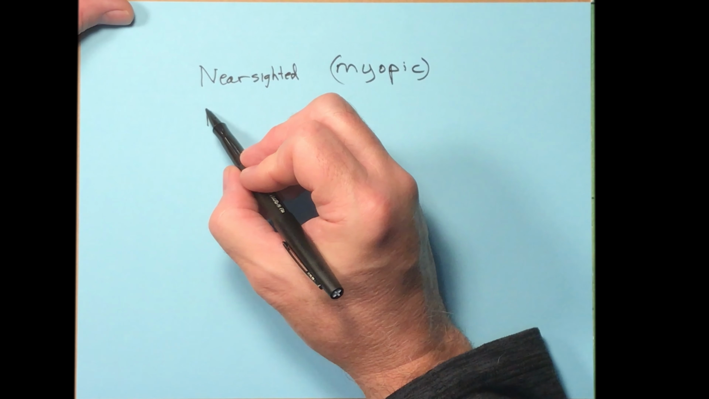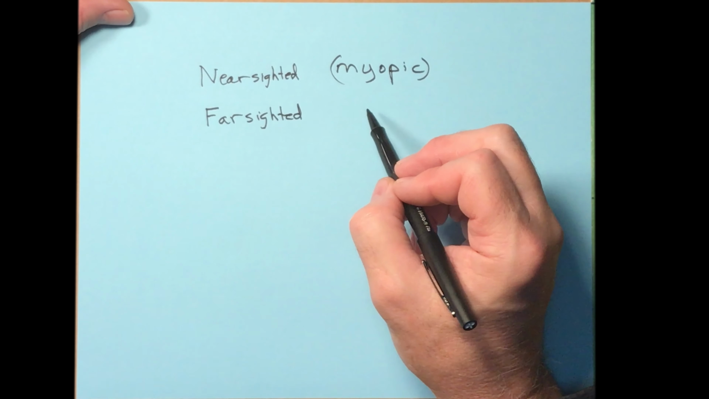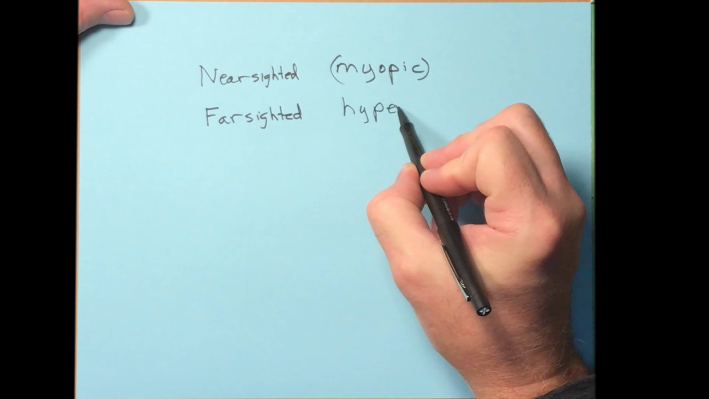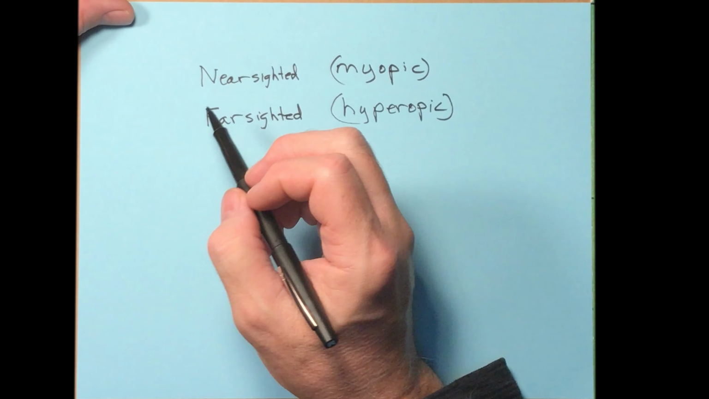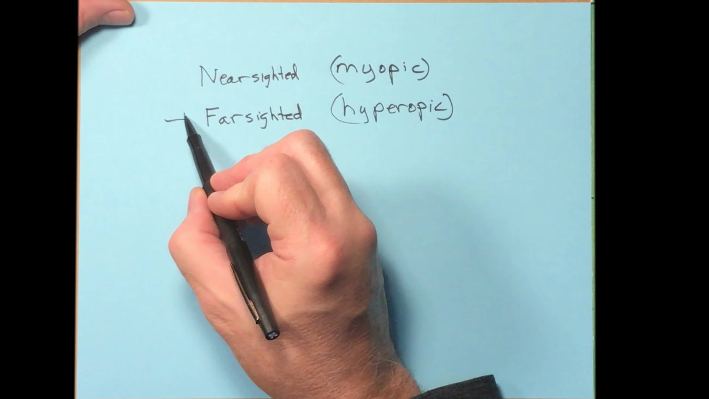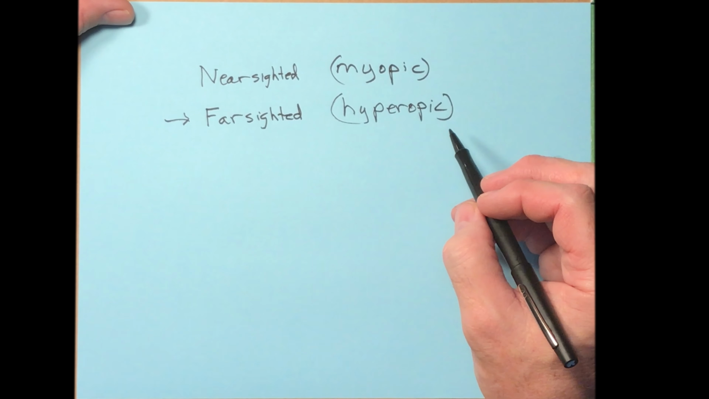The opposite of nearsighted means that you can see things far away, but you can't see things close up. And that's called being hyperopic. And as you age, even if you have good eyesight, you end up needing reader glasses to see things up close.